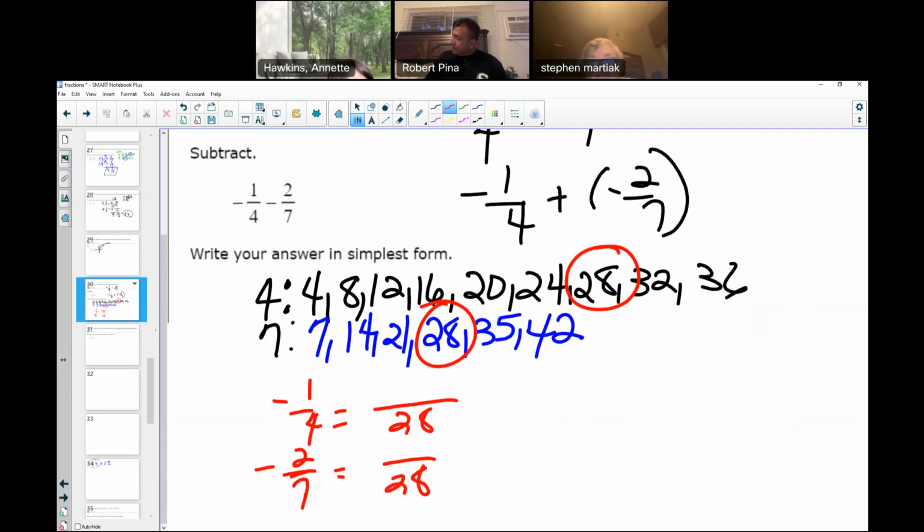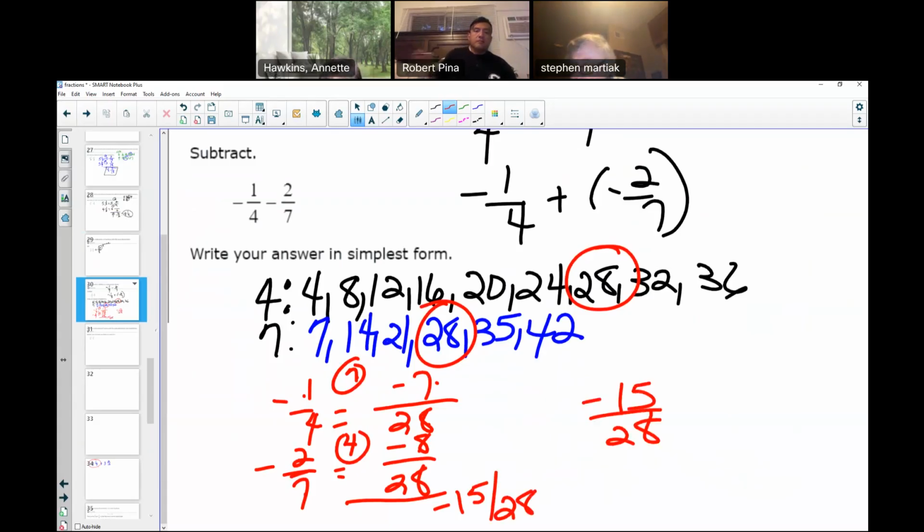7 to go into 28 how many times? 4. And 4 times a negative, that's negative. 4 going into 28 how many times? 7. 7 times negative 1 is negative 7. So negative 7 plus negative 8 is negative 15/28.